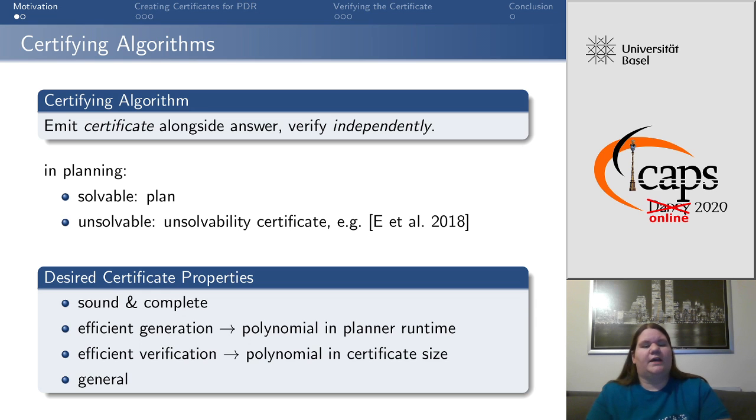These certificates should have certain properties. First of all, they should be sound and complete, meaning if we have a certificate, then the task should indeed be unsolvable. And if the task is unsolvable, we should also be able to create a certificate for that task. Secondly, we would like them to be efficiently generated. With that, we mean that the overhead for the planner should not be higher than polynomial. Thirdly, we would like them to be efficiently verified, and here we measure this in terms of the certificate size. And lastly, they should be general enough so that they can cover a wide area of planning techniques.